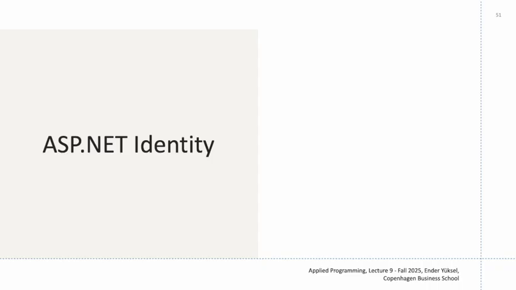ASP.NET Identity is a powerful framework built into ASP.NET Core that helps you manage users securely. It handles everything from registration and login to password recovery and role assignment. Let's break down its key features. User management. ASP.NET Identity provides a user store where you can save user details like email, username, and password. It also supports external logins like Google, Facebook, and Microsoft accounts.